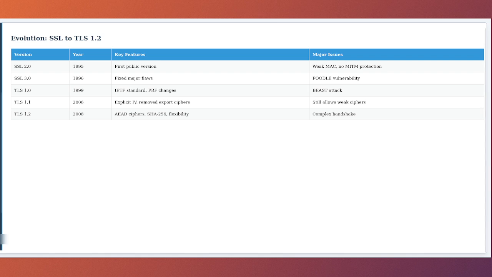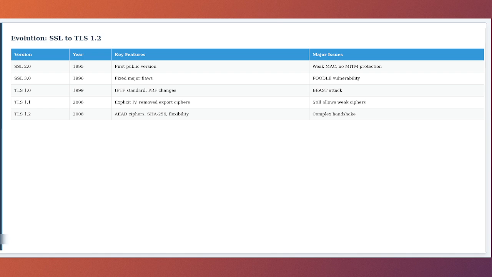TLS 1.1, 2006, added protection against CBC, cipher block chaining, attacks by using explicit IVs, initialization vectors, instead of implicit ones. It also removed support for export-grade cryptography, which was weak encryption that the U.S. government once required for software exported outside the country. These export ciphers were a relic of the crypto wars of the 1990s and had become a serious vulnerability.